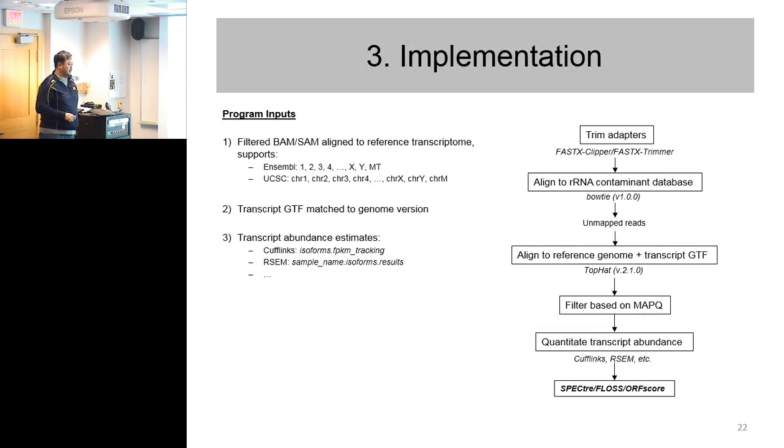So just to give an overall view of how this data was processed. After trimming adapters and aligning to an rRNA contaminant database, you take the unmapped reads and align those to the reference genome and transcriptome. We filtered based on mapping quality and quantitative transcript abundance, and the script itself will be able to support different input formats for that, and then calculated the SPECtre, Floss, and OR score for each transcript.